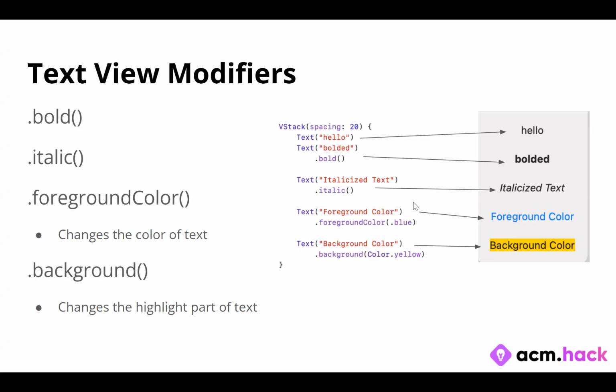There are different overlays we can have, like ellipse, rectangle, and a capsule. This looks like a pill over here.